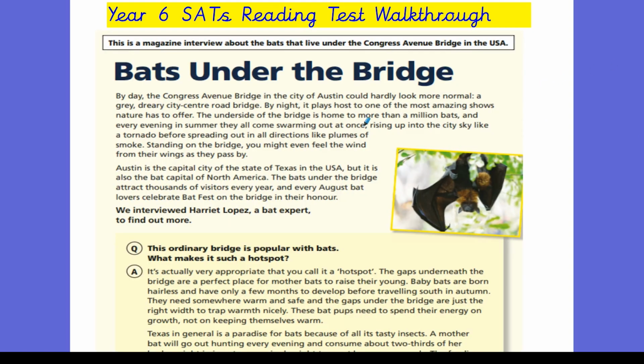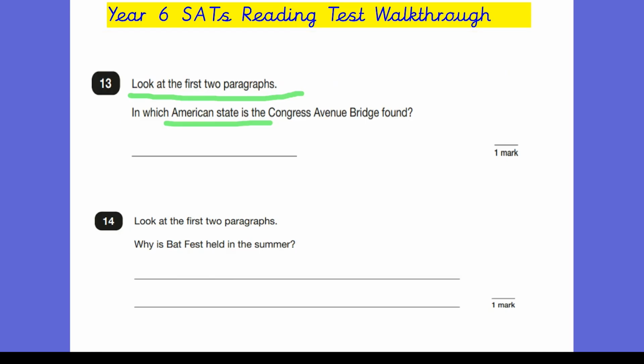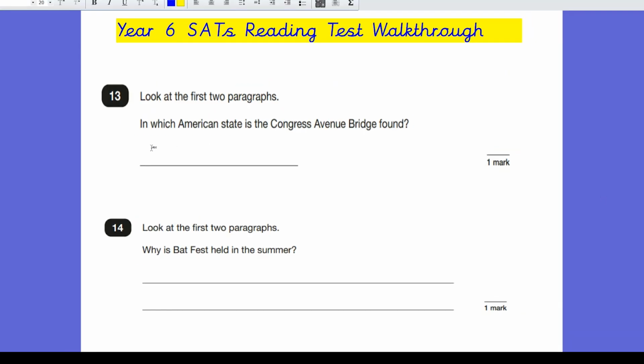So in the first two paragraphs, we're looking at this paragraph and this paragraph, let's see if we can find that keyword state. There it is. Austin is the capital city of the state of Texas. If they've read that correctly, they're going to write state of Texas, and that's the correct answer. However, what a lot of children did is they wrote Austin instead of Texas. So the correct answer here was Texas.